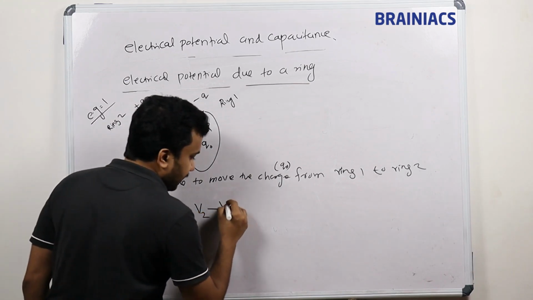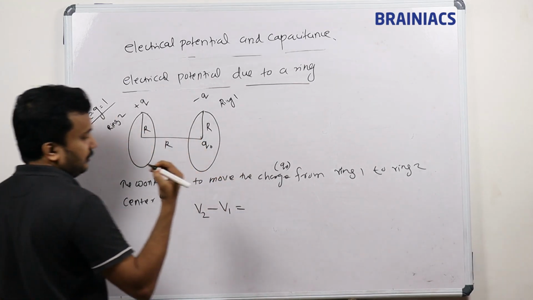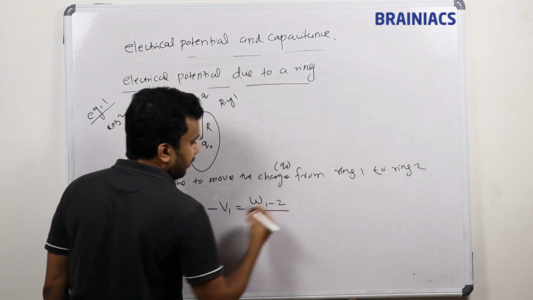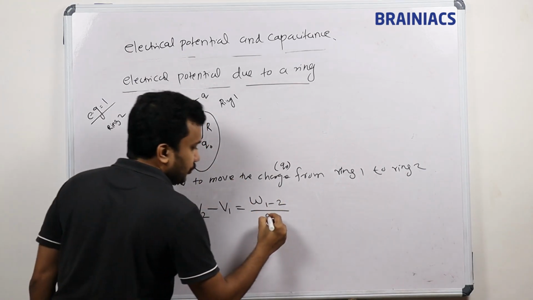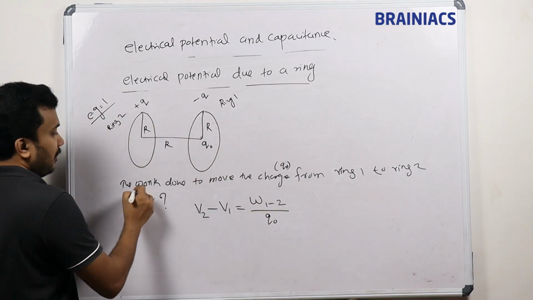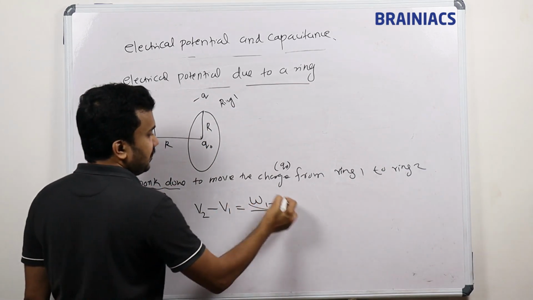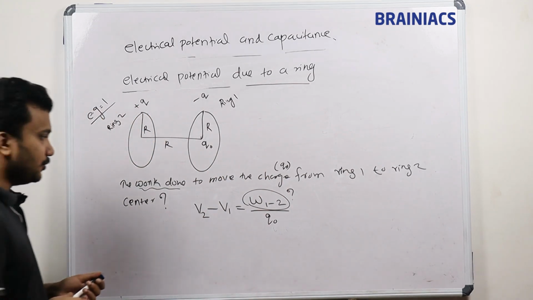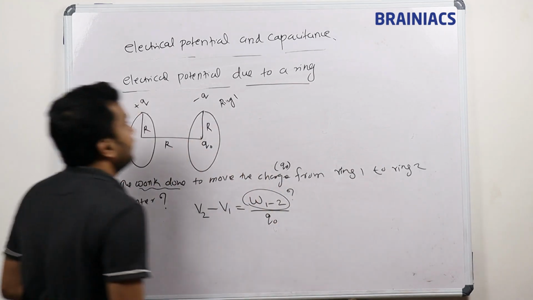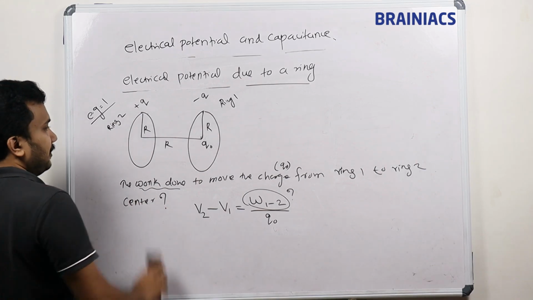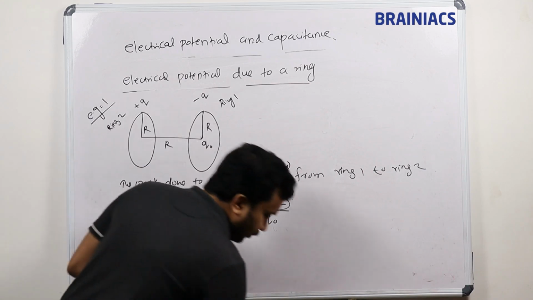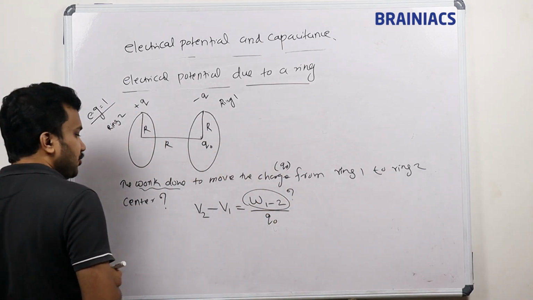Final potential minus initial potential, from 1 to 2, is equal to work done from 1 to 2 divided by the charge I am moving, q0. So what do we need to find out? Work done is what we need to find, which means I have to get this value. Correct? That was the question. So I am clearing the board. I need to get potential at 2, and I need to get potential at 1.